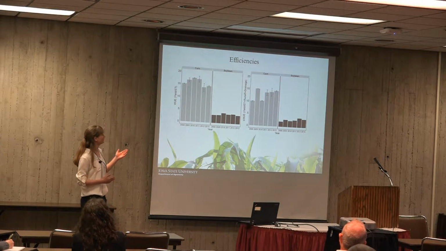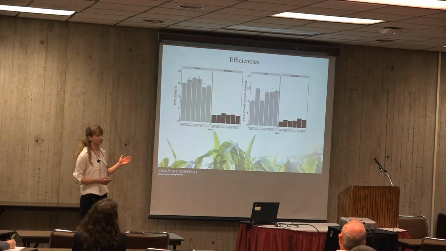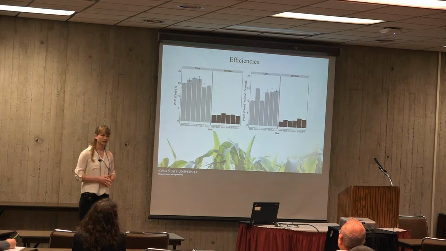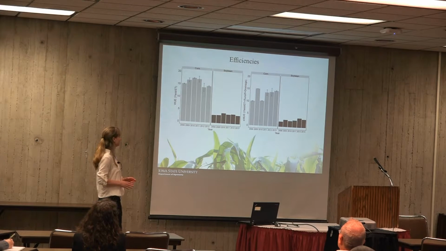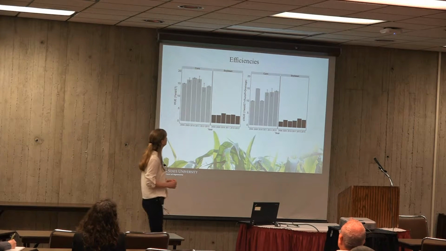I guess I would also mention the difference in corn and soybean is sort of because we have different crops, that the corn is C4 and the soybean is C3. So we didn't expect the soybean to be as efficient as the corn.